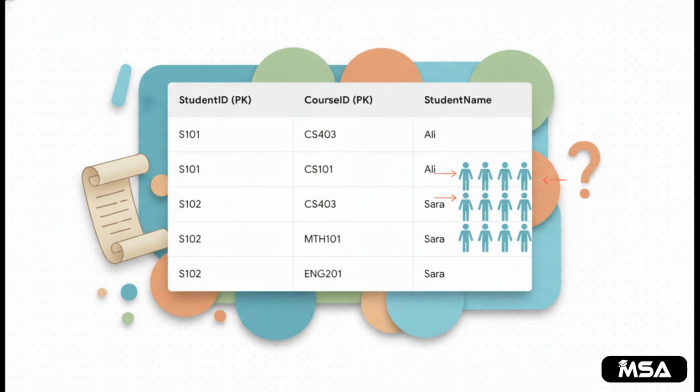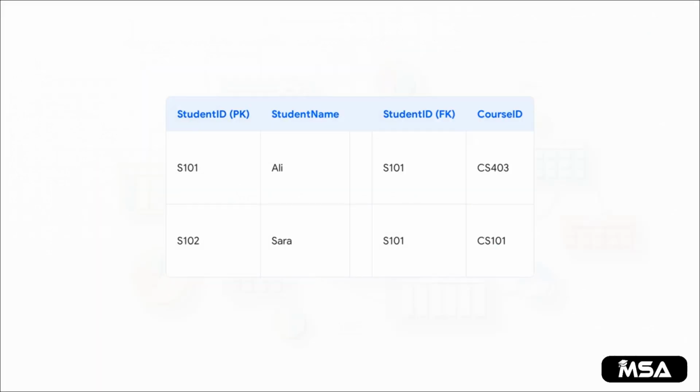But look closely. We've uncovered another one. Now the student name is repeating, which is that partial dependency we just talked about. To get to second normal form, we fix that partial dependency. And how do we do that?